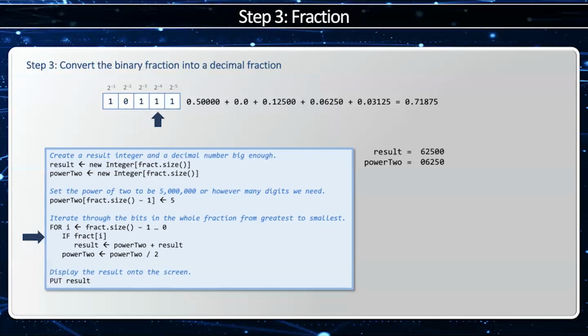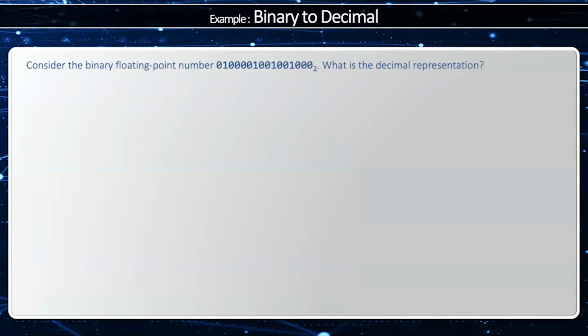And then this guy is also 1. So I'm going to add 62,500 onto there. And then I'm going to subtract my power of 2. Then I'm going to go back up here, my last one, and that's also 1, so I'm going to add it onto the result. And then I'm going to advance my power of 2, but I don't actually use it. And when I'm finished, I will display 71,875. Now notice how I keep it all as one big integer because I already displayed the decimal point in step 2.